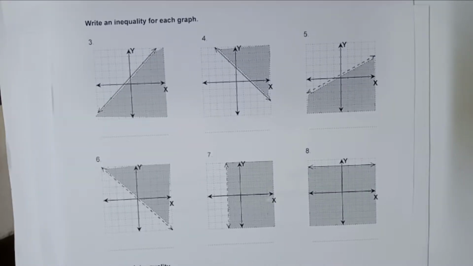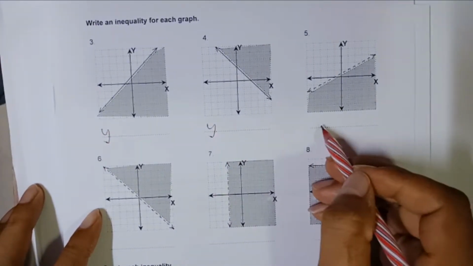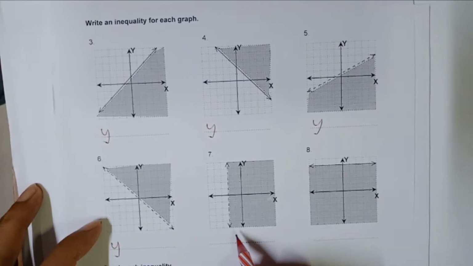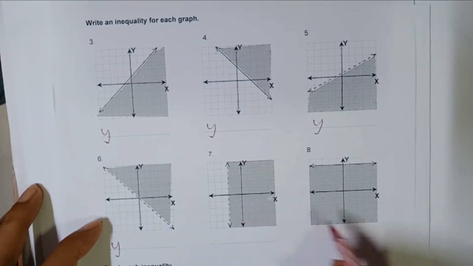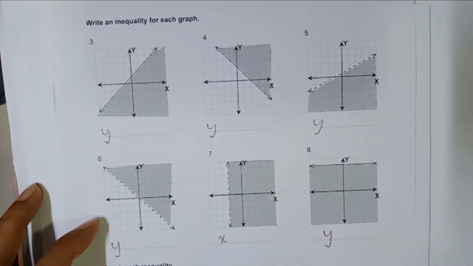Alright, now let's write all the y first. Y, this is also y. This is not going to be y, it's going to be x. This is going to be y. This is going to be x. I'll tell you later why it's like that.